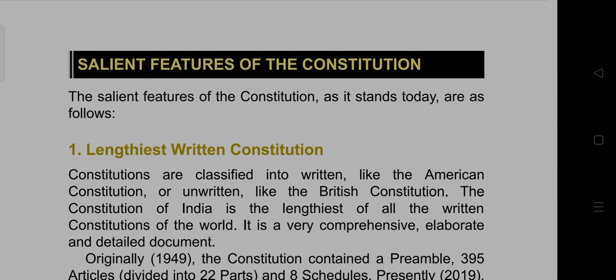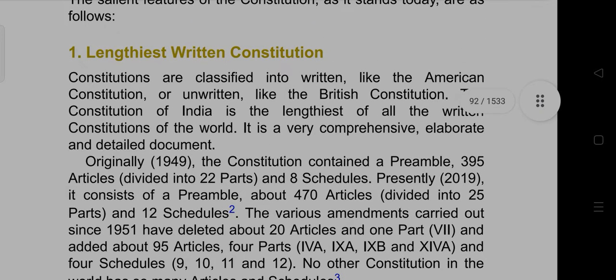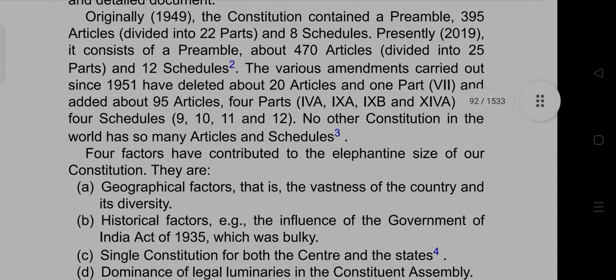Salient features of the Constitution. The salient features of the Constitution as it stands today are as follows. First, the lengthiest written constitution. Constitutions are classified into written, like the American Constitution, or unwritten, like the British Constitution. The Constitution of India is the lengthiest of all the written constitutions of the world. It is a very comprehensive, elaborate and detailed document.